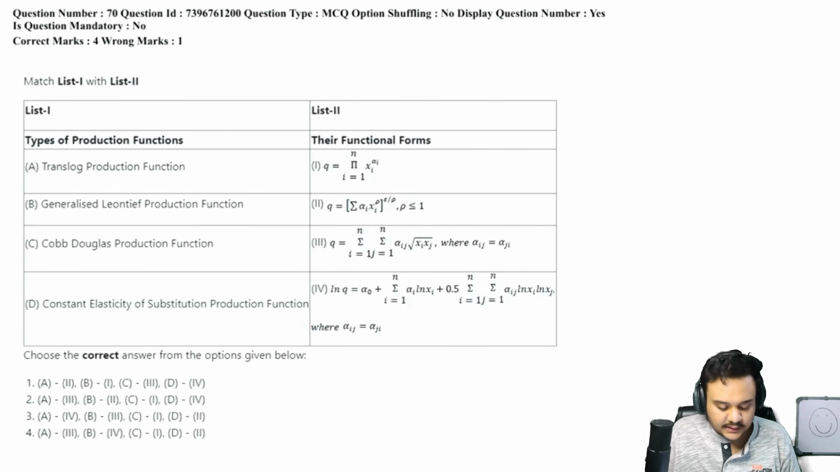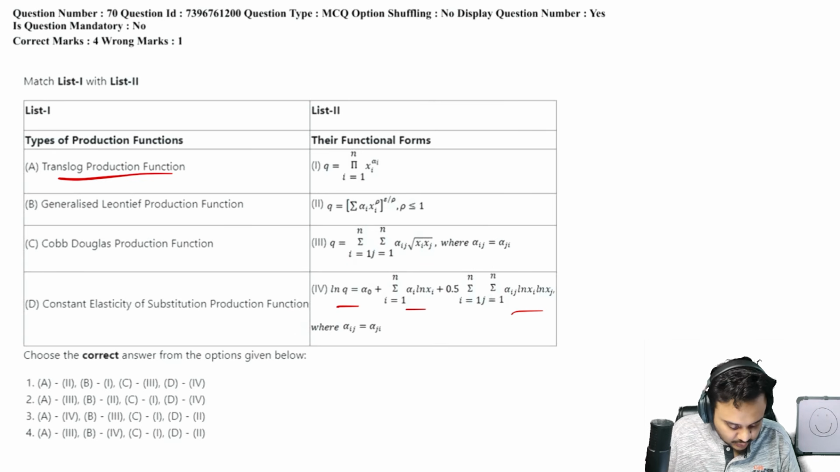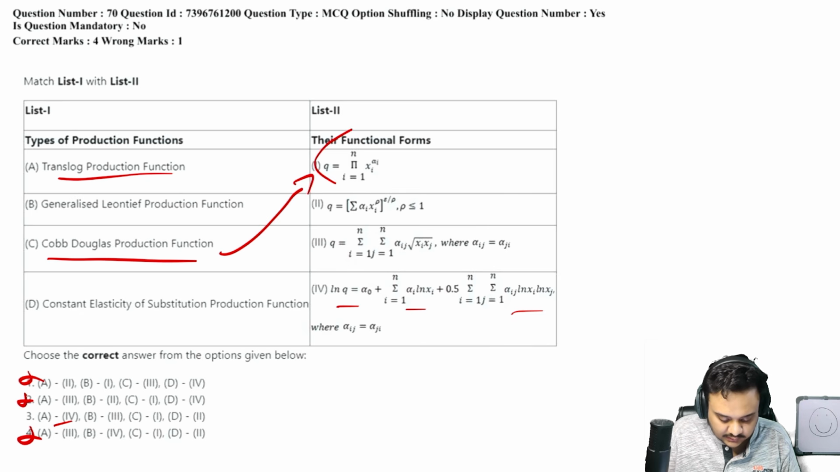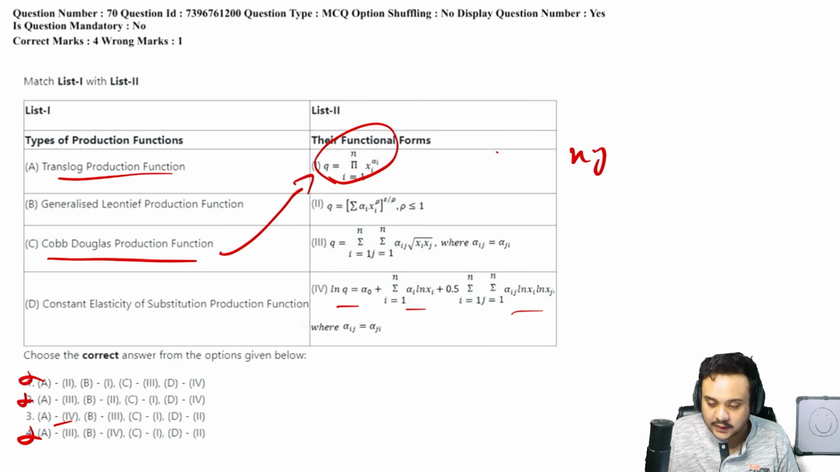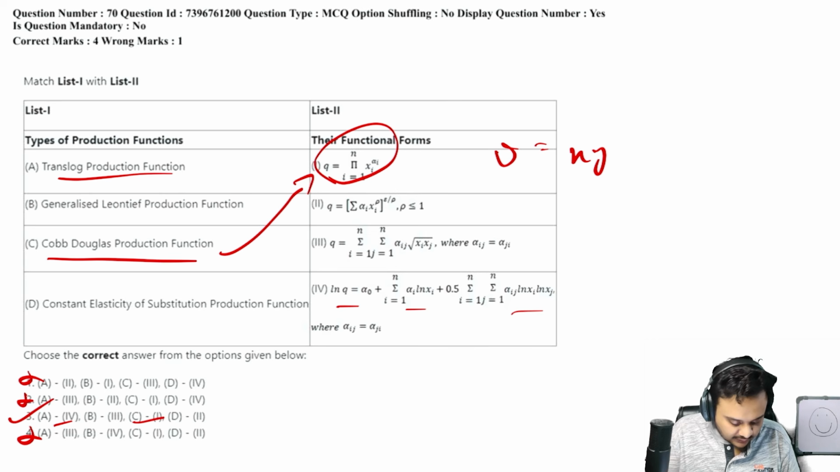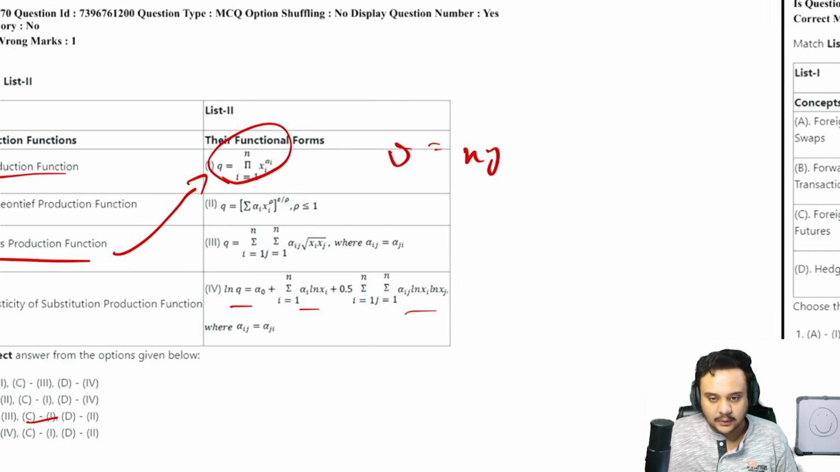Then look at the 70th question. It says that you have to match the types of production functions with their functional forms. Okay, so just do the most obvious ones. No time to waste, no time to get confused. Translog, you see a bunch of logs. A is 4. So cut this and cut. Okay, you'll get the answer directly. To confirm, you can check for Cobb Douglas, a very easy one. This is the one you already know the functional form. When you have two inputs, you write x, y, right? So that is why C is 1. So yes, C is 1. You have confirmed that as well. Just move on. No time to waste on this.